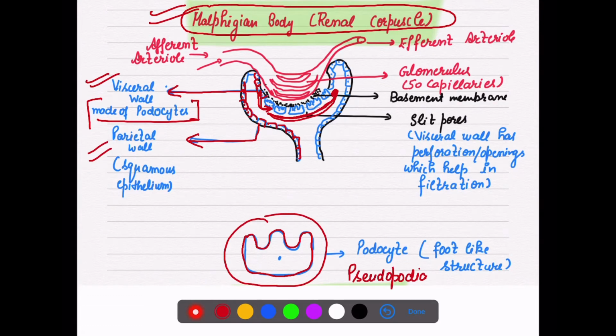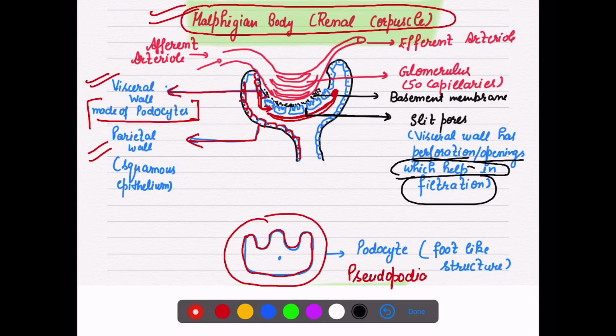Now, as you can see, in between these podocytes there are gaps, there are openings, and these openings, which I am marking with black, are known as slit pores. This visceral wall has openings or pores or perforations. They are not attached. They play a very helpful role in filtration, right?